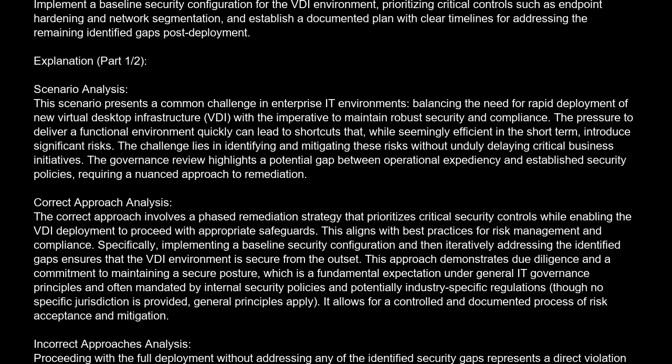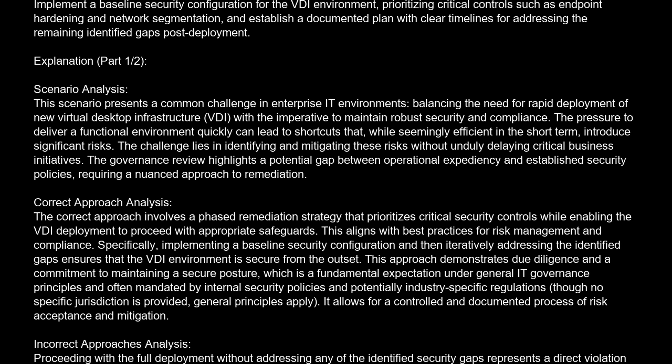This approach demonstrates due diligence and a commitment to maintaining a secure posture, which is a fundamental expectation under general IT governance principles, and often mandated by internal security policies and potentially industry-specific regulations. Though no specific jurisdiction is provided, general principles apply. It allows for a controlled and documented process of risk acceptance and mitigation.